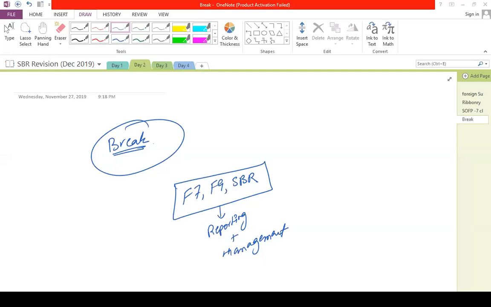Ahmed Masih is asking, will the current issues of the subject be required in December 19? Yes, we should be knowing the framework and the current issues for sure.